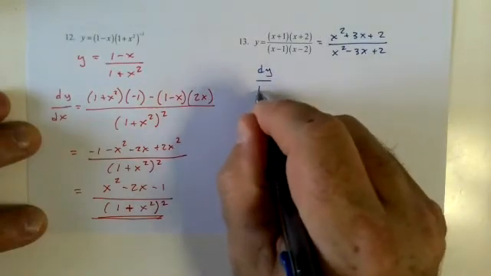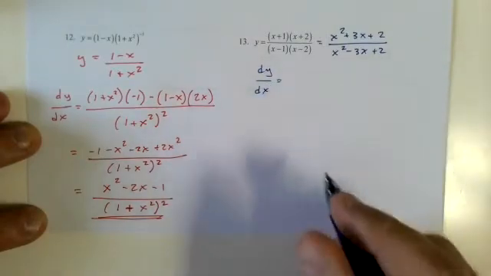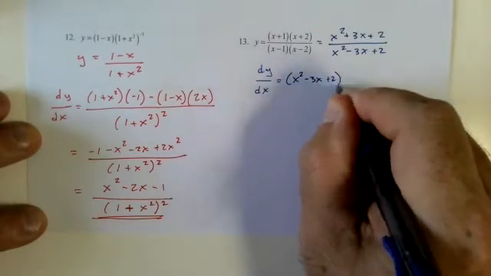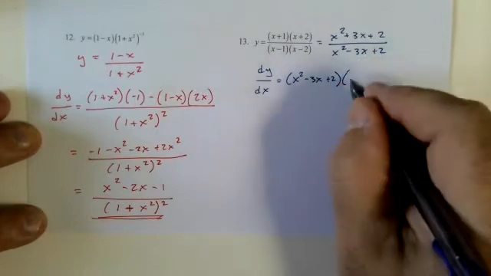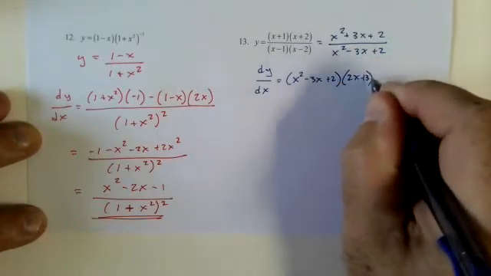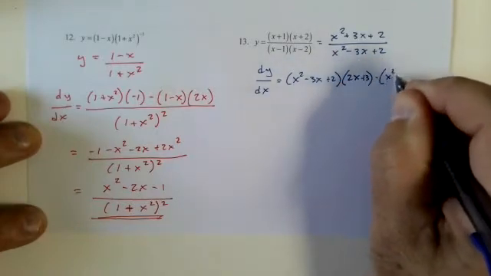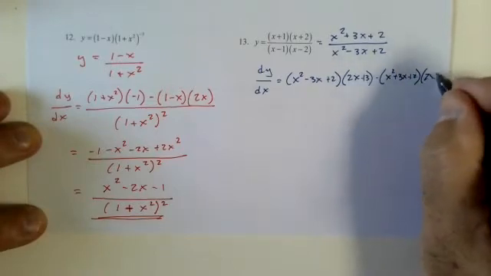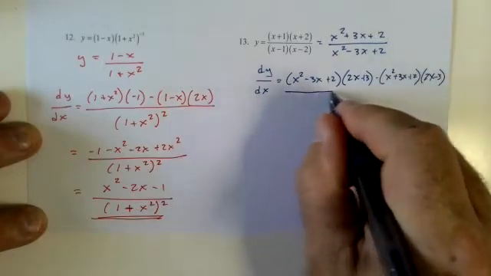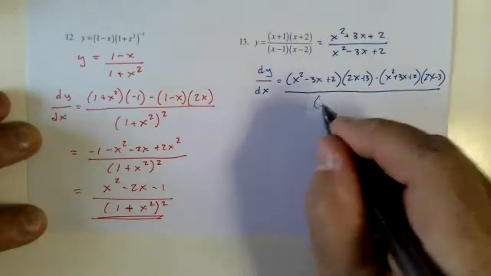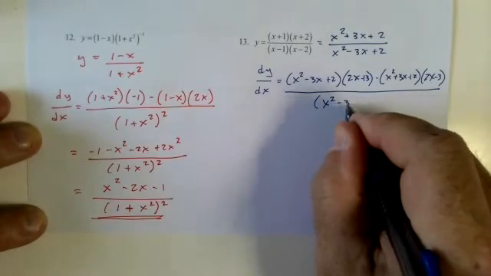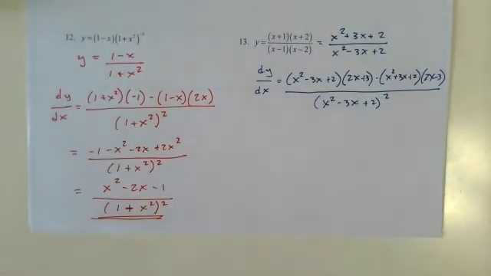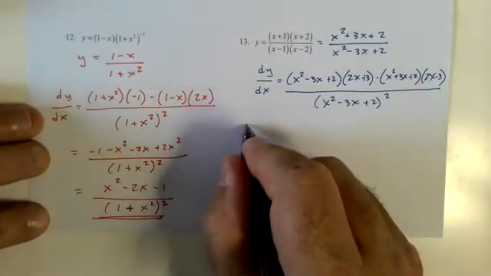dy dx equals low. And this is going to get ugly. I'm going to have to start writing small. D high minus high D low over low squared. All right. Boy, this is going to be fun.